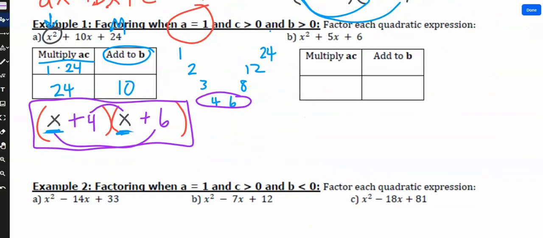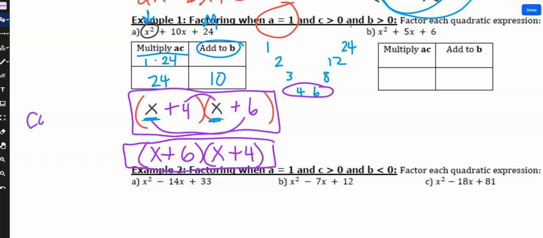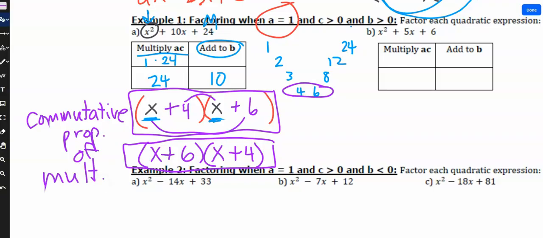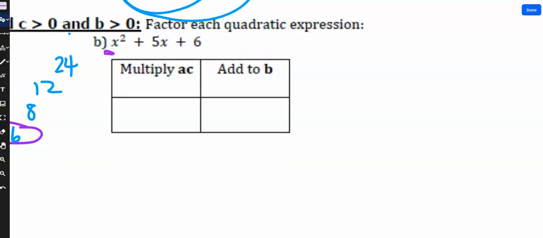Now, some of you might say, well, Mr. Stailey, what if I wrote x plus 6 and x plus 4? Is that okay to do that? Of course it is. Because all you've done is use the commutative property of multiplication. That's one of those properties that we talk to you about every single year, usually. And at the very beginning, you know, 2 times 3, is it the same as 3 times 2? Of course it is.